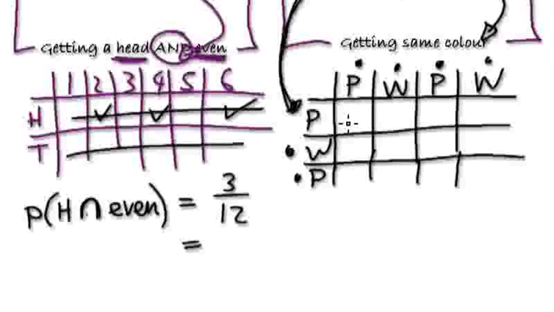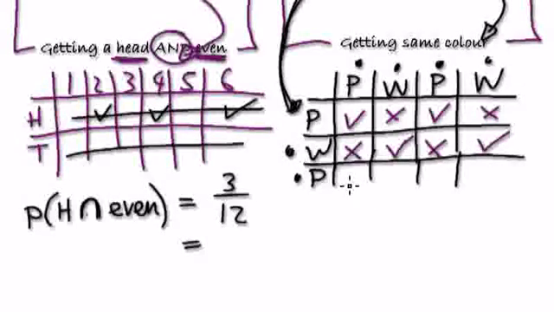Now it's just identifying good outcomes for us. This is good, purple and a purple. This is bad because we've got white and a purple. Purple and a purple, that's good. White and a purple, that's bad. White and a purple, that's bad. White and a white, that's good. White and a purple, bad. White and a white, that's good. Purple and a purple, that's good. White and a purple, that's bad. Purple and a purple, that's good. White and a purple, that's bad.